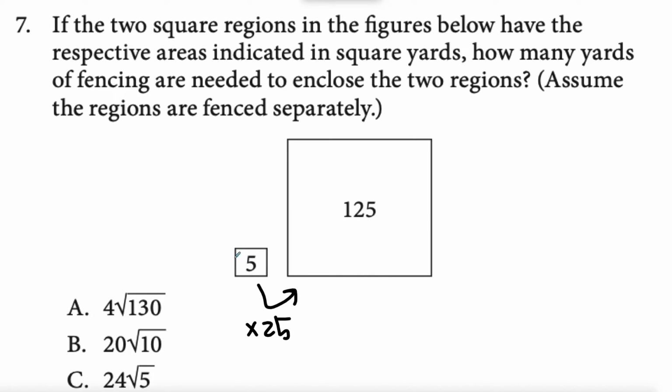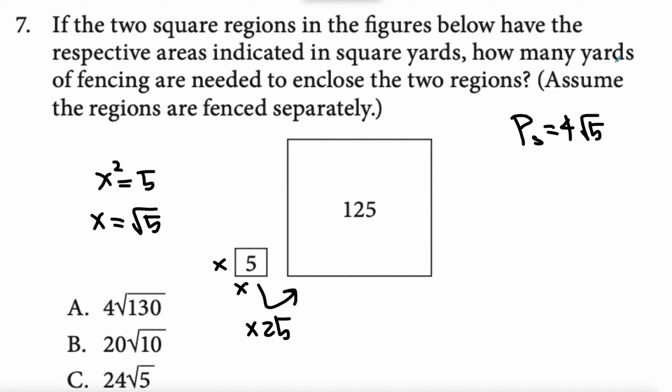Then what are we going to do? In this case, if I call the side of the small square x, then x squared is equal to 5. Hence, x equals square root of 5. How many of them do we have in the small square? We have 4 of those. So the perimeter for the small square is equal to 4 square root of 5.